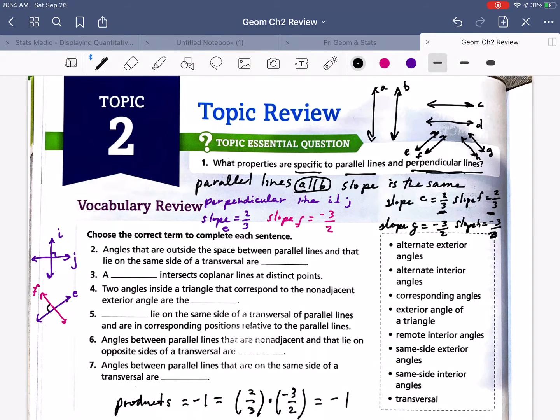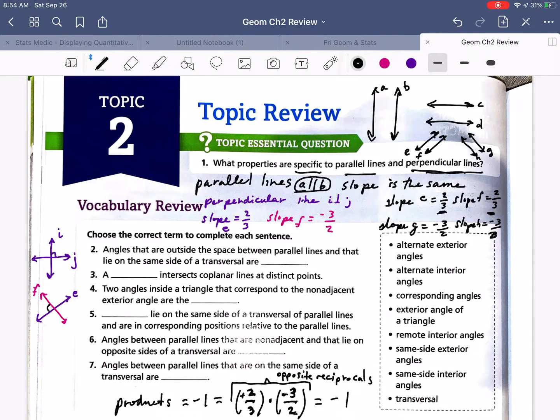So technically, we have a special name for this, and it's opposite reciprocals. Right? One's positive, one's negative, and one is the flipped upside down version of the other one. Cool. All right, so you don't have to write down all of that, but any of that would have been great to write down for our topic essential question.